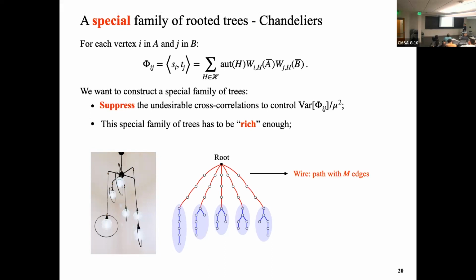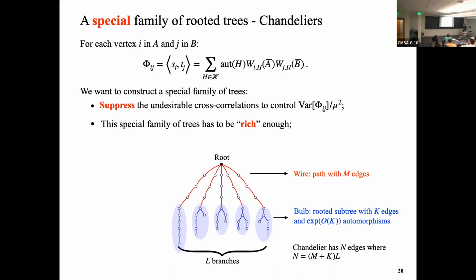So it has three parameters. Branches is the number of branches. And every branch starts from the root with a long path of length M, which we call the wire, followed by a bulb. A bulb is just some generic tree with K edges that is not too symmetric, okay? And then you do it for every branch. So this is the description of a chandelier. And the capital N is the total number of edges.